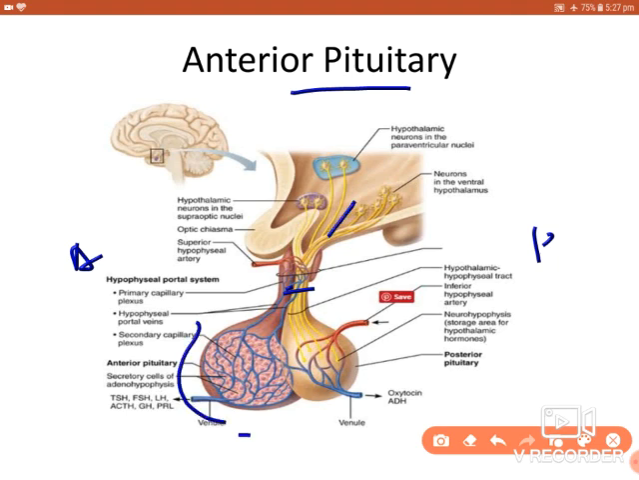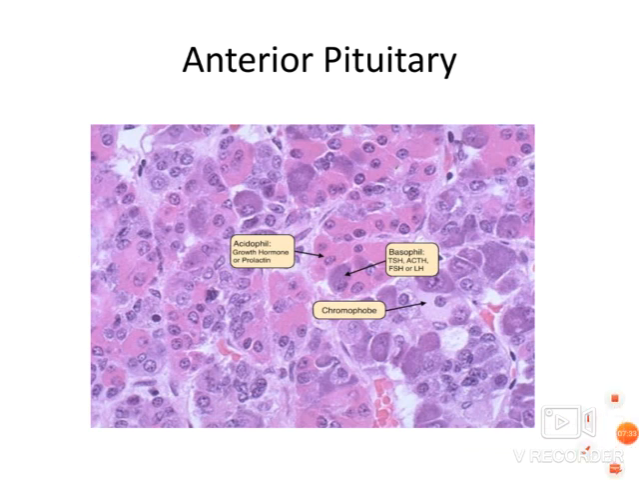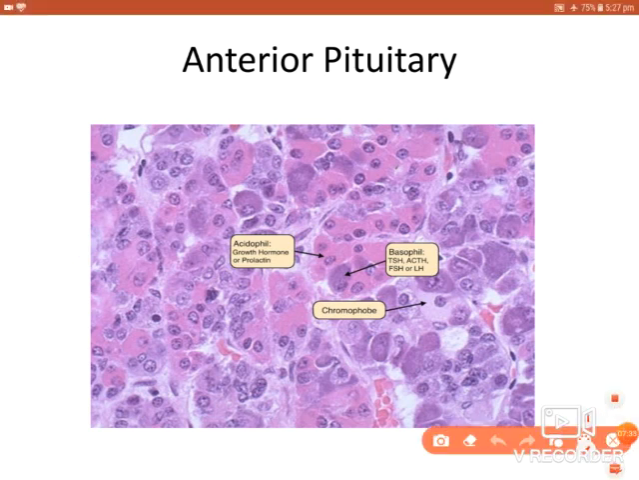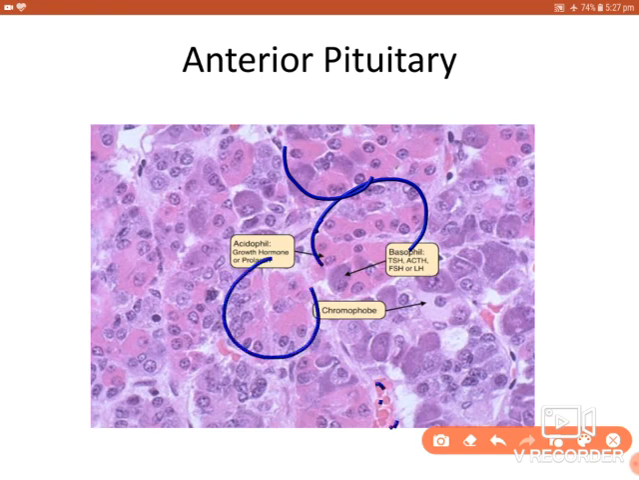So this is the anterior part, the adenohypophysis, which consists of clusters of cells. Coming to the structure of the cells, we take a section and stain it with hematoxylin and eosin. These are clusters of cells separated by this. You can see it is highly vascular, with fenestrated capillaries and sinusoids. It consists of chromophils and chromophobes. Chromophils include the acidophils and basophils.